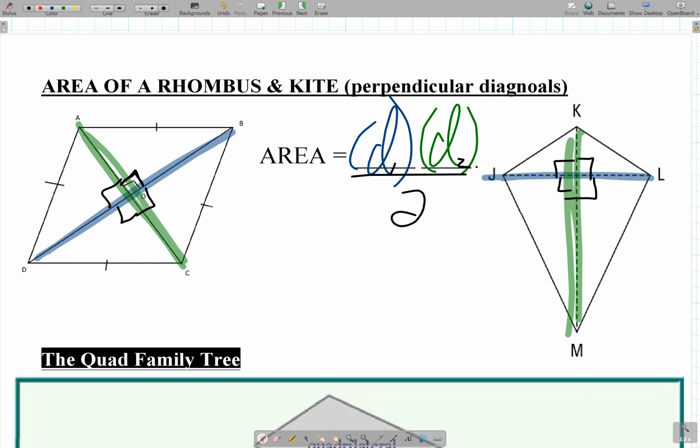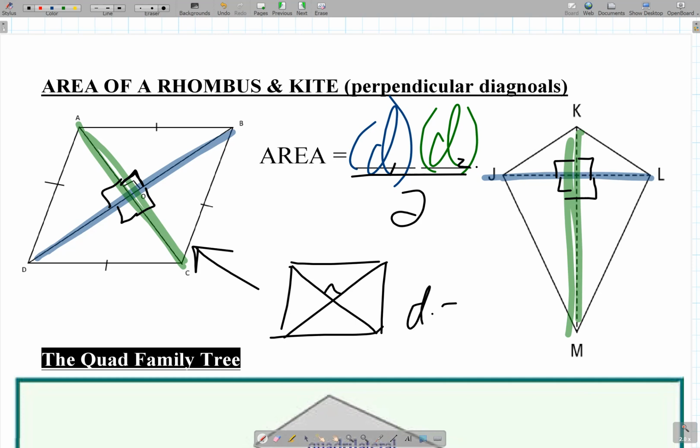Now, quick question. Does a square also have a right angle in the middle? Because a square qualifies as a rhombus. So you could use diagonal times diagonal over 2 for a square as well. Area equals. All right.